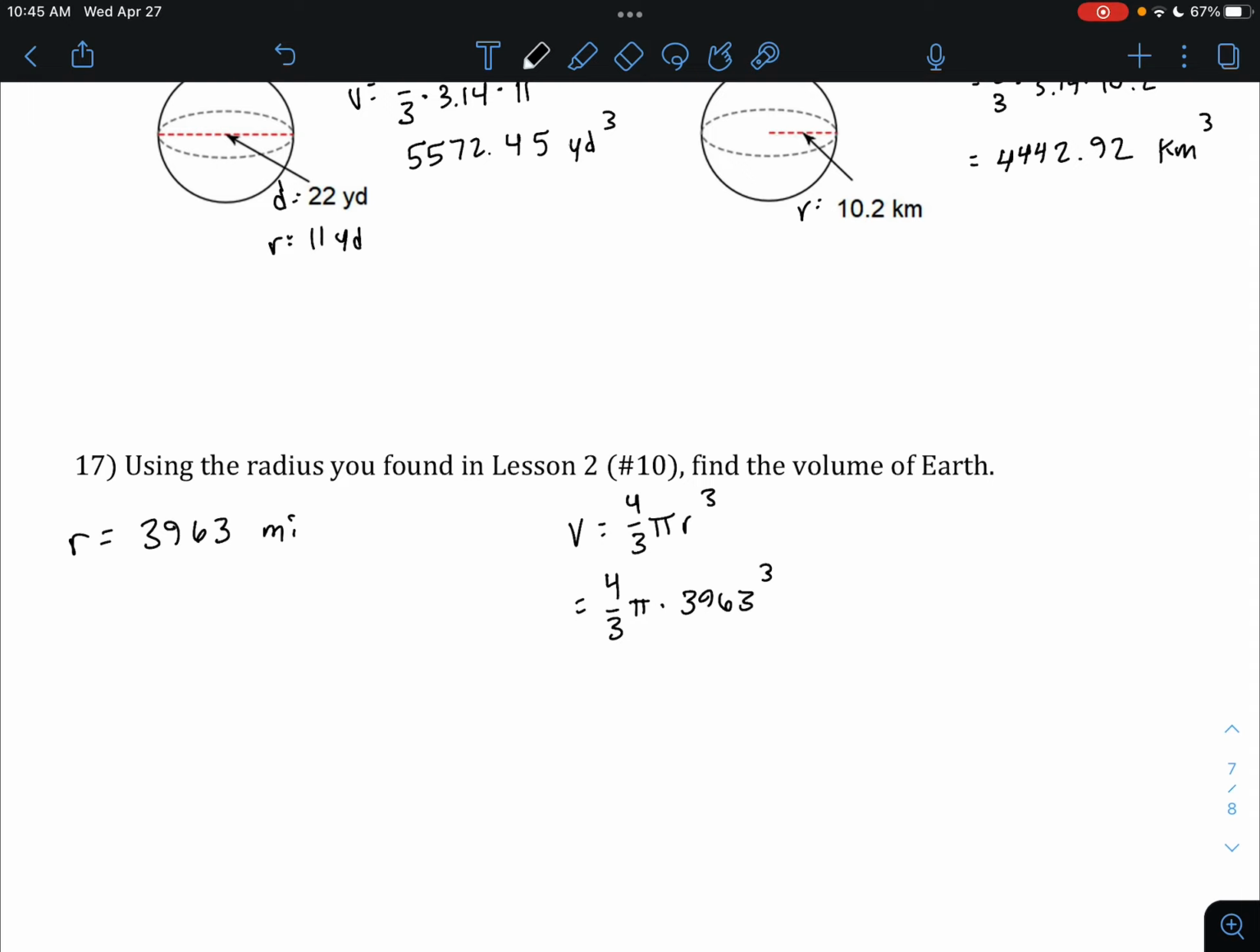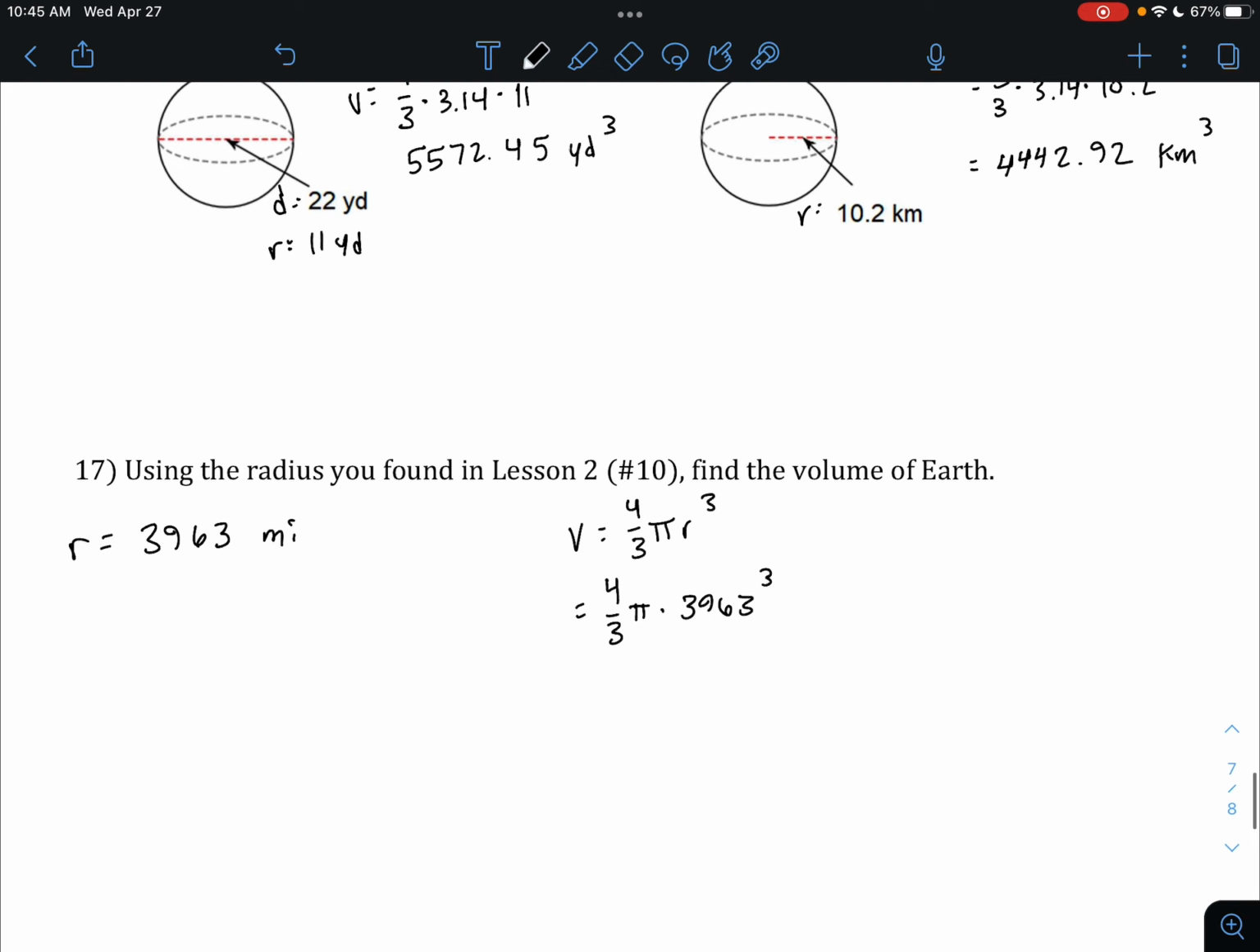When you put that into your calculator, you get a really big number. And here it is. Volume is 260 billion, 711,883,000 cubic miles, which is a big number.